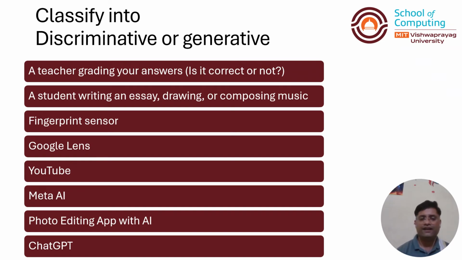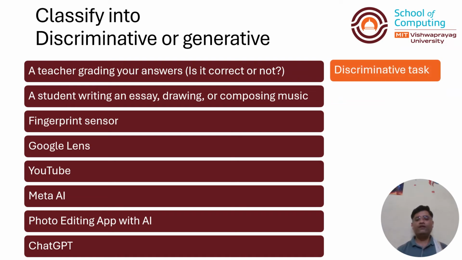A teacher is grading your answer whether it is correct or incorrect. Here we are classifying. So this is an example of discriminative AI. A student is writing an essay or doing drawing or composing a music. Here that student is creating something new. Yes, this is an example of generative task. Fingerprint sensor available in our mobile. It is able to identify whether the fingerprint is of a specific user or not. Discrimination.